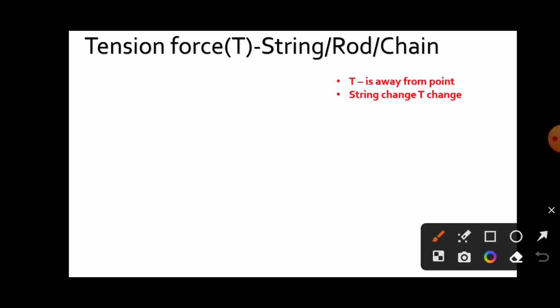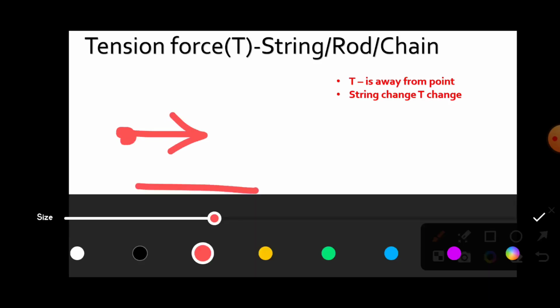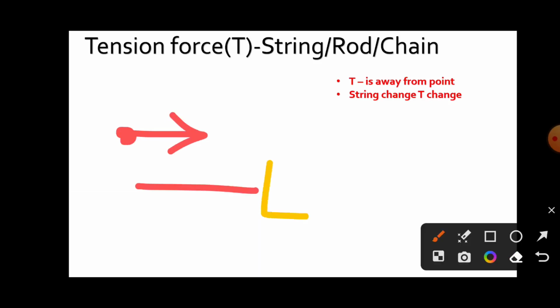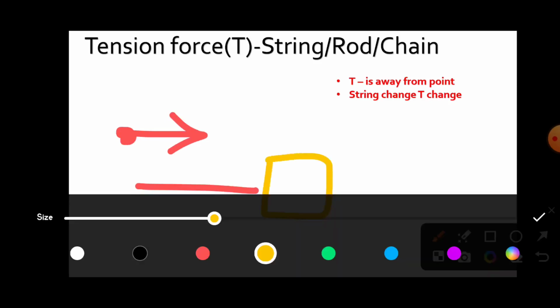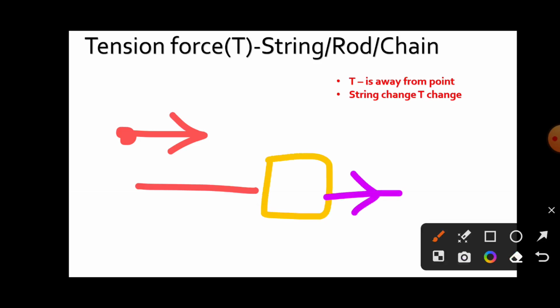Let's see another force, which is the tension force. There is a tension force in a string, rod and chain. We will see some examples based on the tension force in this chapter. Now understand, the tension T is always away from the point, and if the string is changed, then T is changed.